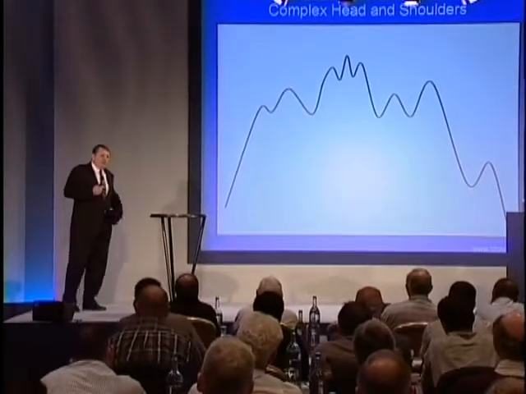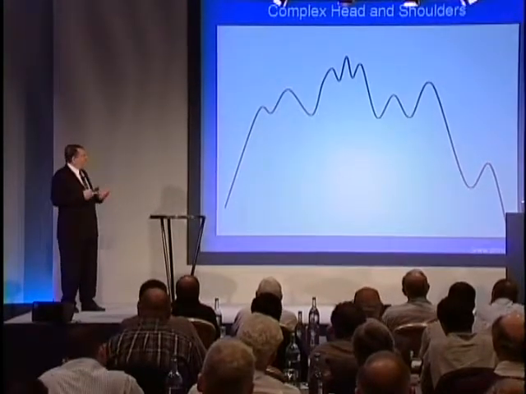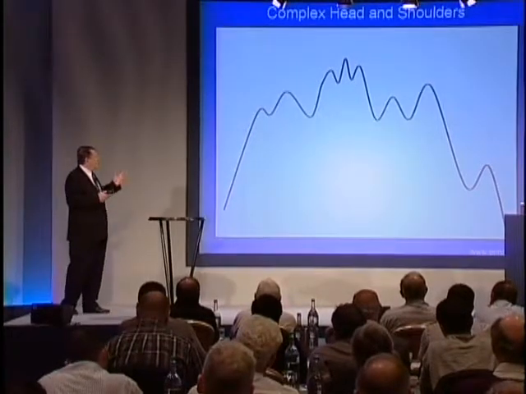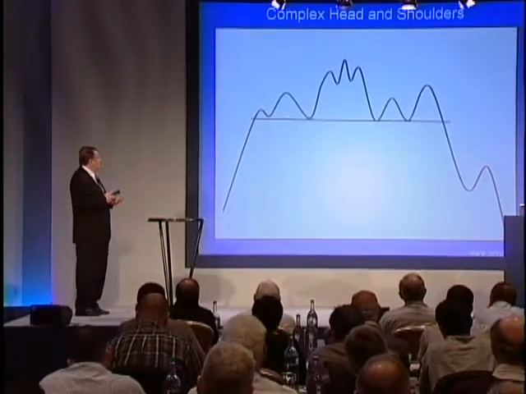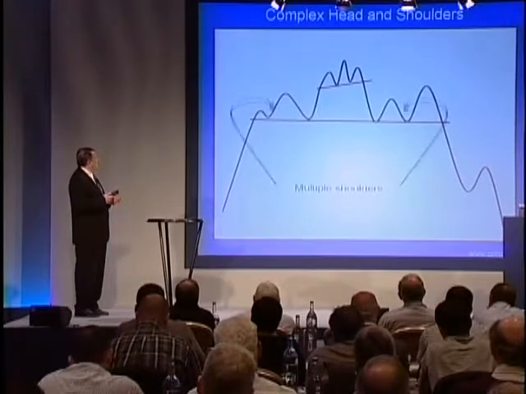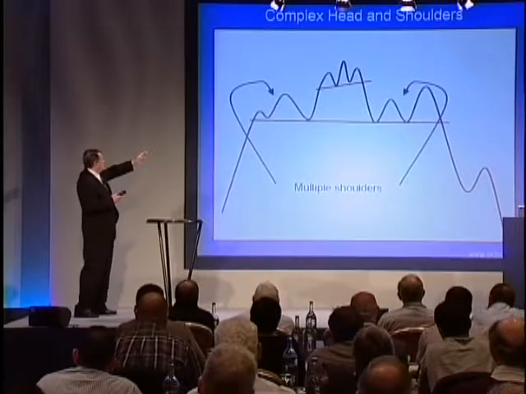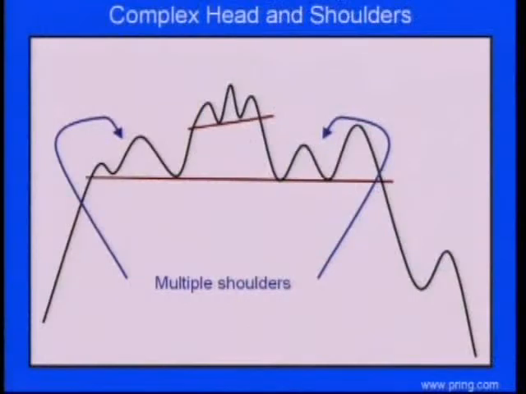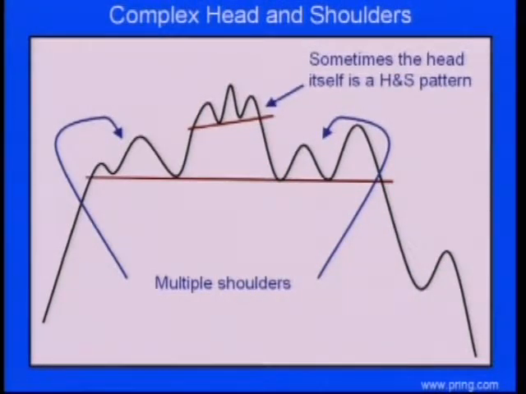Head and shoulders come in different varieties, including more complex varieties. Here we have a complex head and shoulders, because here's the head and shoulders, and in this case we have multiple shoulders on the left, multiple shoulders on the right, and the head itself is a head and shoulders pattern. So just think about this. We've got a battle between buyers and sellers as indicated by the head and shoulders pattern, but we've got several patterns going on at the same time, several sub-battles going on.